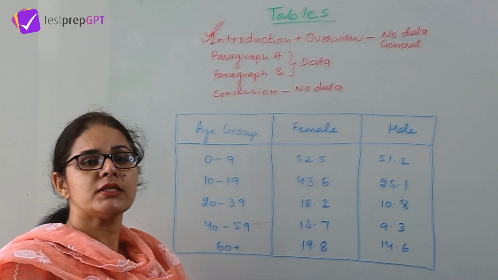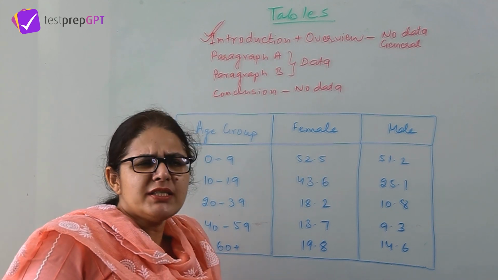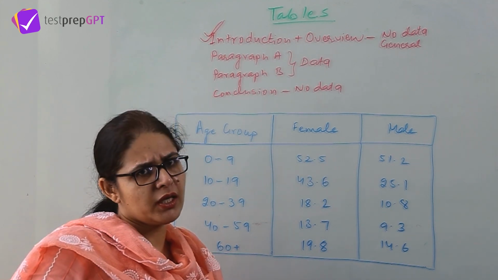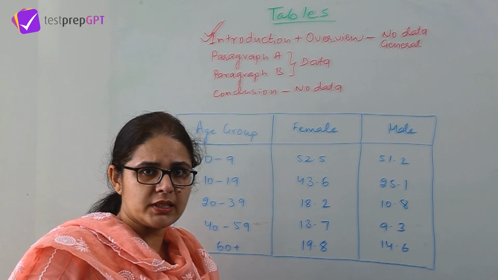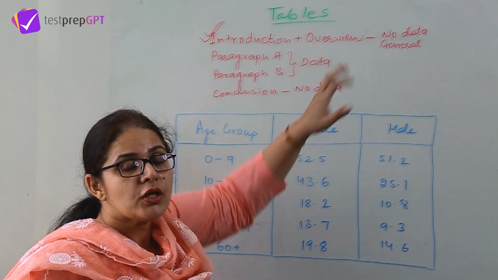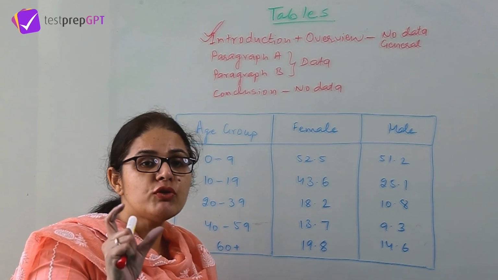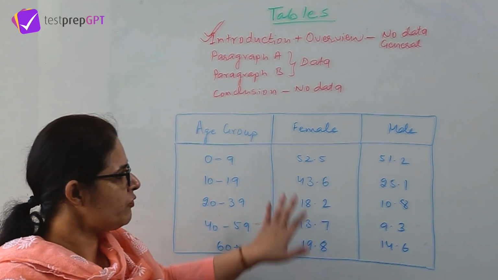Next, you can add one sentence about the unit of the measurement. As we have already said percentage, in this case we can decide not to include that sentence. The next sentence could be simply the overview. Now, what is an overview? Overview will give the main or the key feature of the table. What is the key feature of this table?